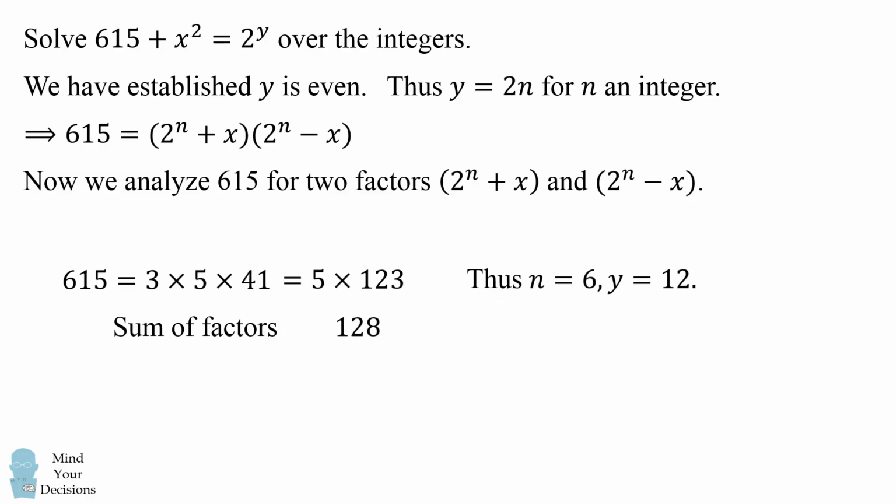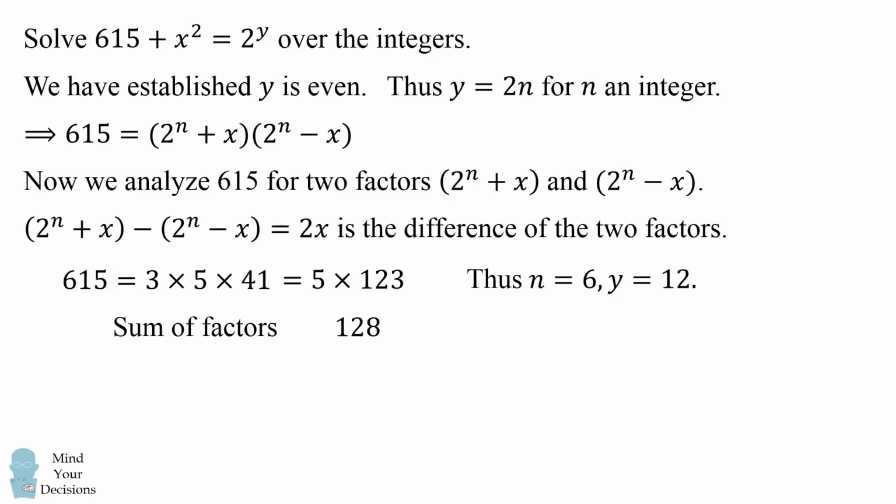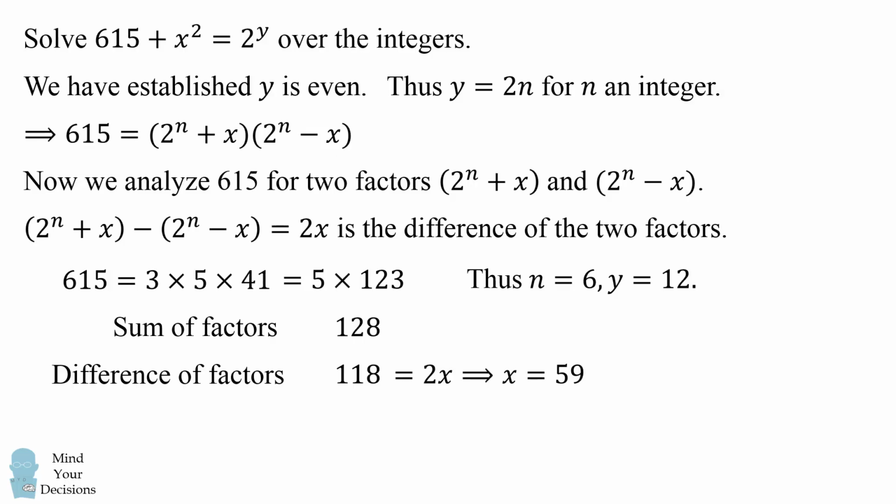Now with this knowledge, how can we solve for x? Well, we can consider the difference of factors. 2 to the n plus x minus the quantity 2 to the n minus x is equal to 2x, and that's the difference of the two factors. So now we take the difference of 123 and 5, and we get 118. That's equal to 2x, which means x is equal to 59.